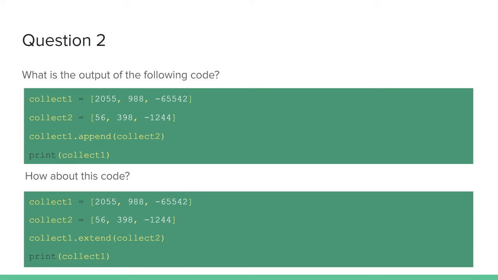All right. Yeah, you can do question two. Okay, so for the next question, we have two lists, and then in the first code sample, we append collection two into the list called collect one, and then we print out collect one. And then in the second code sample, we extend it instead of appending it. So can you guys determine what the value of collect one would be? You guys can just type out what print collect one would print out in the chat.